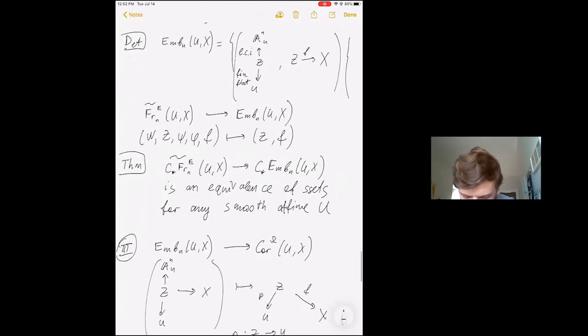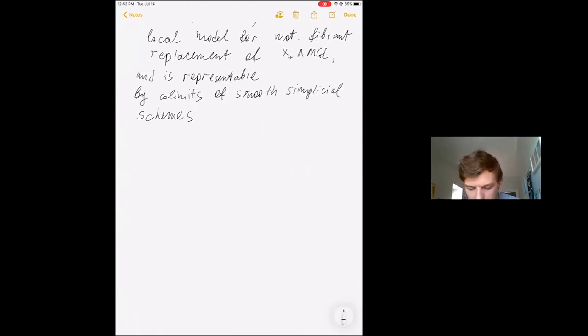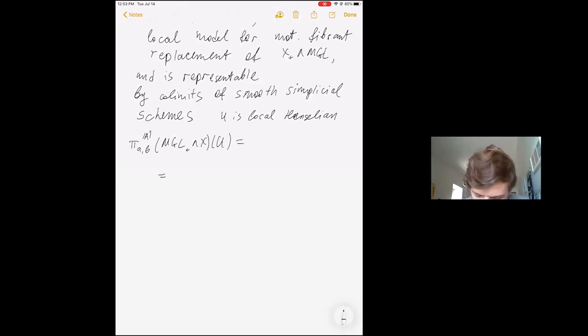Okay, so actually, locally we can compute everything using this method. If you have an A1 homotopy group of MGL smash X on U, where U is local, then using this method, this is going to be equal to the corresponding group of C star n omega. Sorry, I guess I need to write A minus B here, right? Because they are simple.